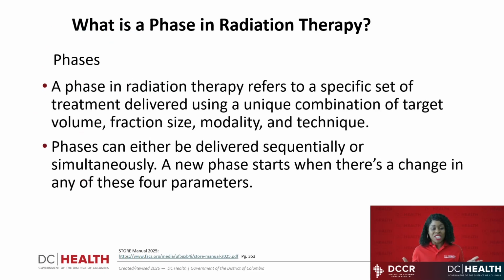What is a phase in radiation therapy? STORE defines a phase as a set of treatments delivered with a unique combination of target volume, treatment fraction size, treatment modality, and treatment techniques. A course of radiation is made up of one or more phases, and each phase includes a target volume and a delivered prescription. A phase represents the radiation prescription that has actually been delivered sequentially or simultaneously. In a sequential phase, a new phase begins when there is a change in the anatomic target volume of a body site, treatment fraction size, modality, or technique.